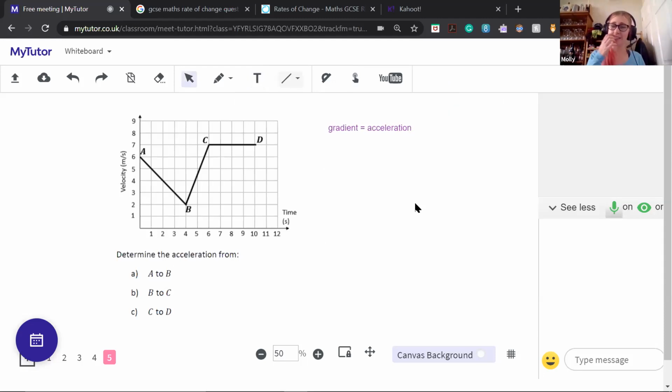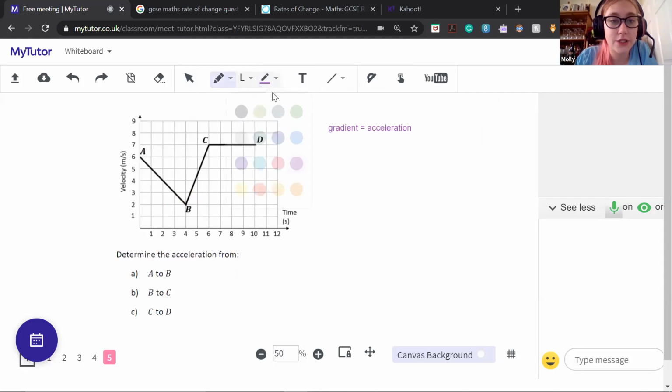It just means that your head is nice and clear with the question, and you're ready to tackle it because you know what the gradient is, so you know how to tackle most questions that they throw at you. So this first part here, determine the acceleration from A to B. Well, we can now read that as determine the gradient from A to B because we know that they're the same thing.